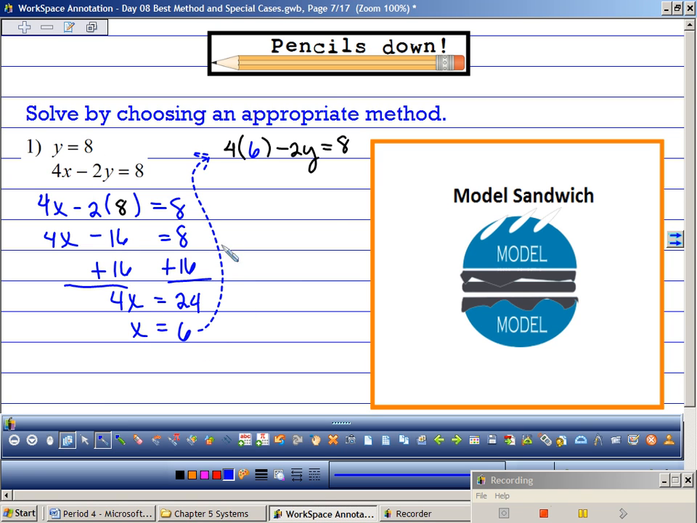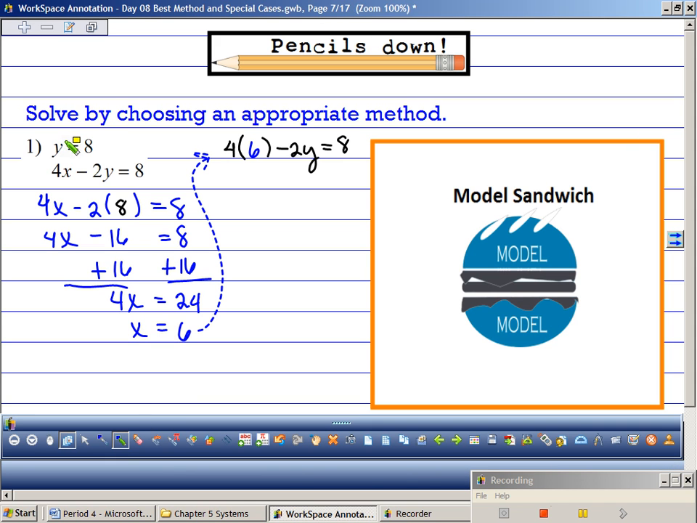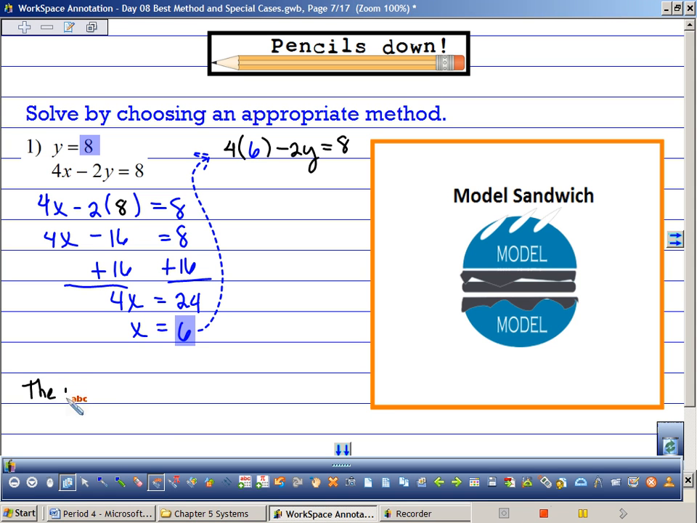See, sometimes you get so busy doing what you're supposed to be doing that you go back and look at the obvious. Don't we already know what y equals? So we already know the solution to that, right? So the intersection is, what is it? Oh, I'm not hitting the right one. Duh. 6, 8.